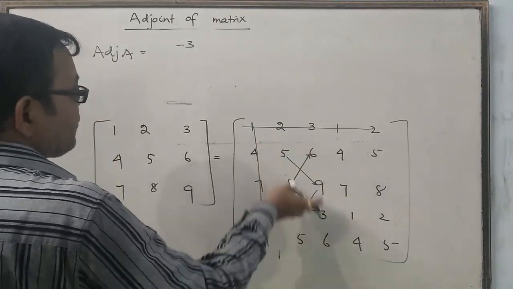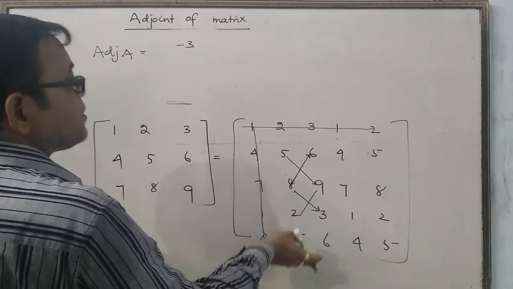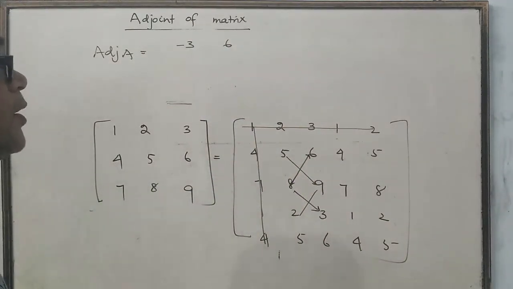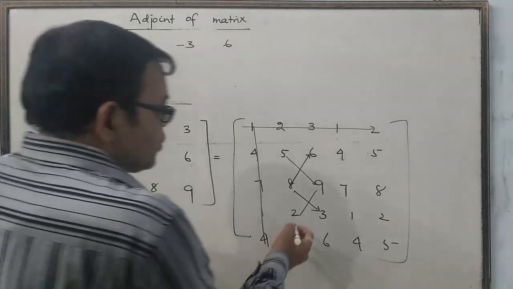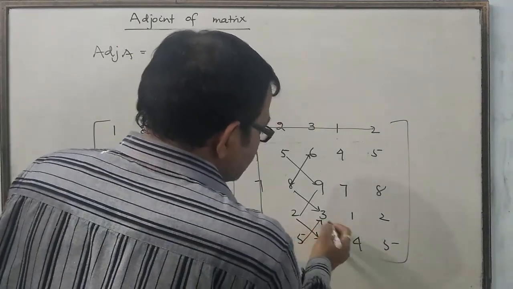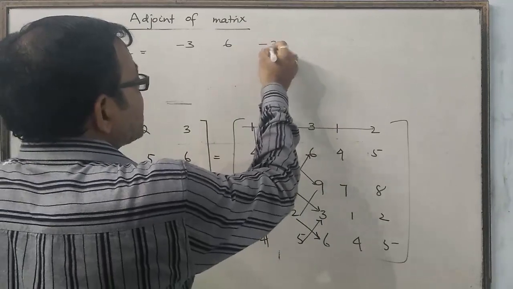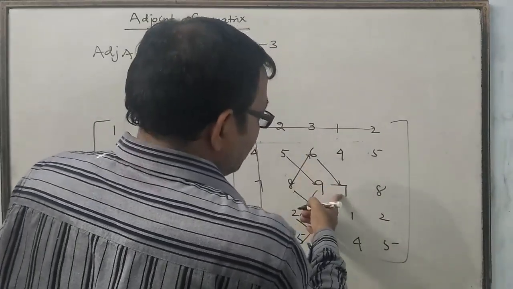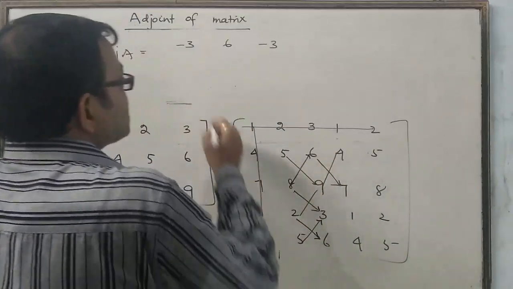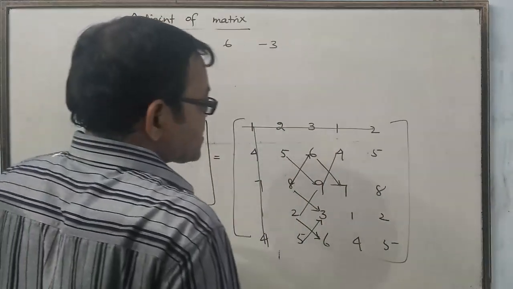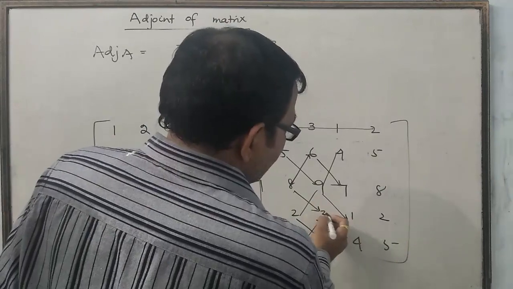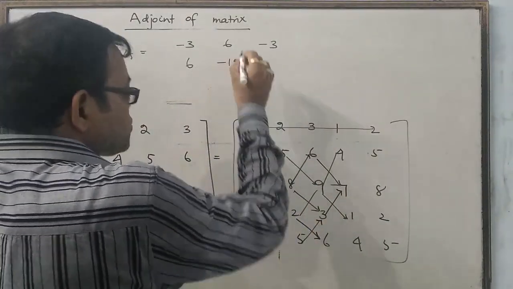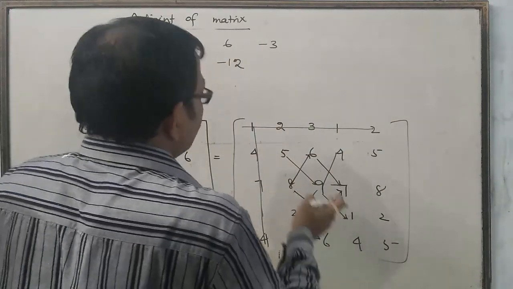We have got it from columns, but we write it in rows, because we are working in the transpose. Then 2 into 6 is 12 minus 5 into 3 is 15. 12 minus 15 is minus 3. Similarly, we will get here 6 into 7 is 42 minus 9 into 4 is 36. 42 minus 36 is 6. 9 ones are 9 minus 7 into 3 is 21. 9 minus 21 is minus 12. We are taking from the column but writing in the row.